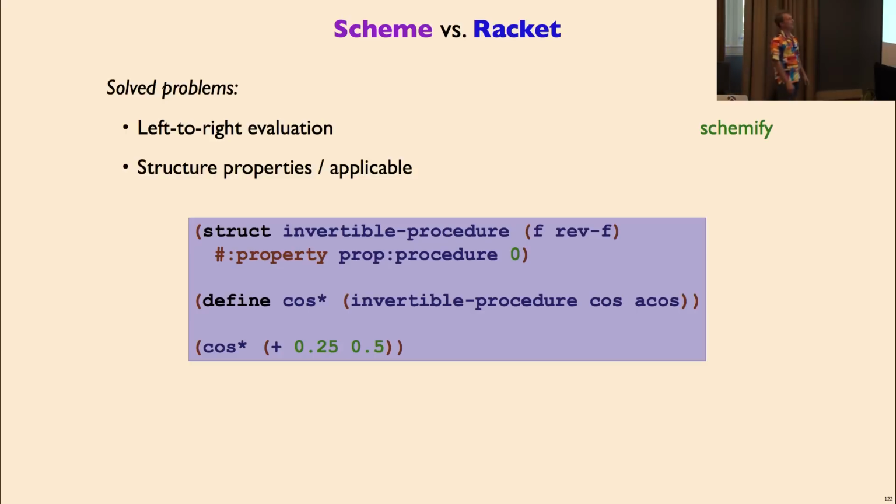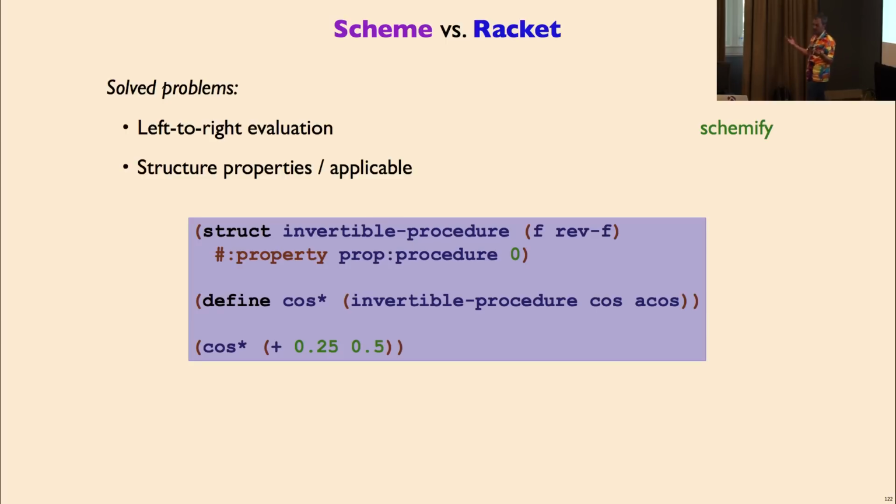I mentioned briefly that structures have properties and all sorts of bells and whistles like that. So here, for example, is a record type, invertible procedure, which has a function and the inverse of the function inside the record. And it also has this property that says you can use an invertible procedure as a procedure. That means you can just take an instance of this and drop it after a left parenthesis, and it'll call that function.